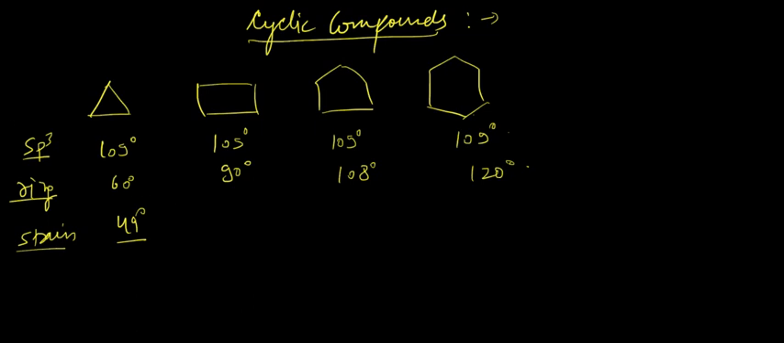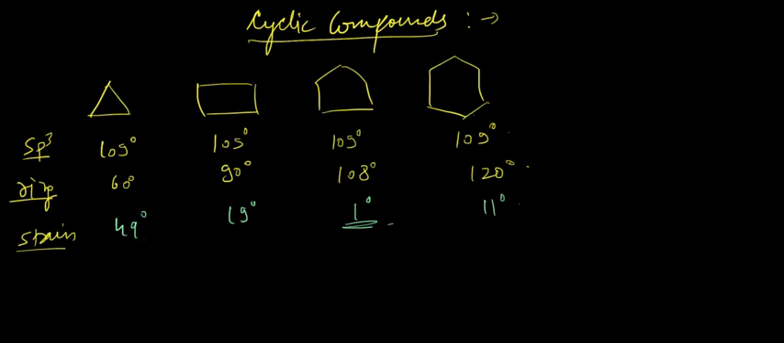Here let me write it with a different color. Strain here it would be 49-degree, here it would be 19-degree, here it would be 1-degree, and here it would be 11-degree. But out of all these rings, you should have thought that this should be the most stable ring out of all the 4 rings.